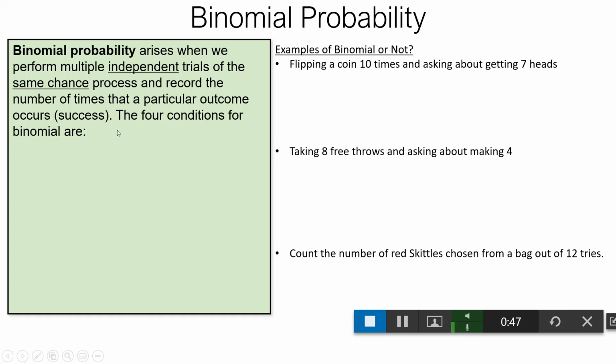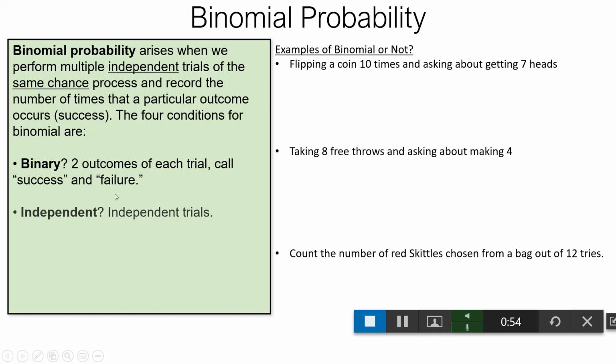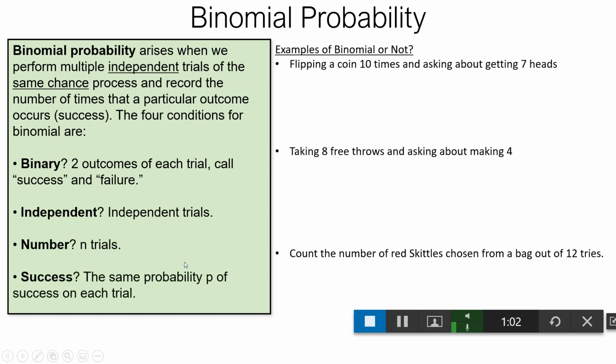All right, so this breaks down into 4 essential conditions. And they are binary, 2 outcomes. One we call success, one we call failure. Independent, we have independent trials. Number, we have n trials. It's a fixed number n ahead of time. And success stays the same each time. So we can abbreviate this using the mnemonic device BINS. So whenever you want to do binomial, you're looking for binary, independent, a fixed number, and the same probability for success each time, which we usually call P, probability of success.